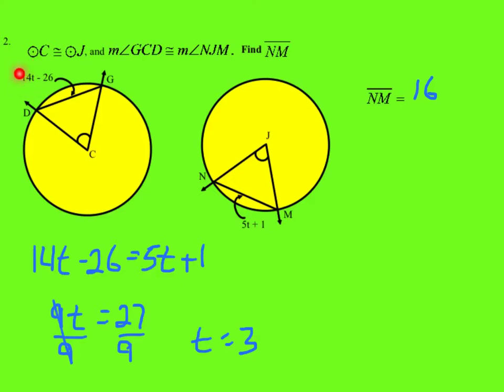We have 14 times 3 minus 26. You do that on your calculator or in your head, you should get 16 as well.